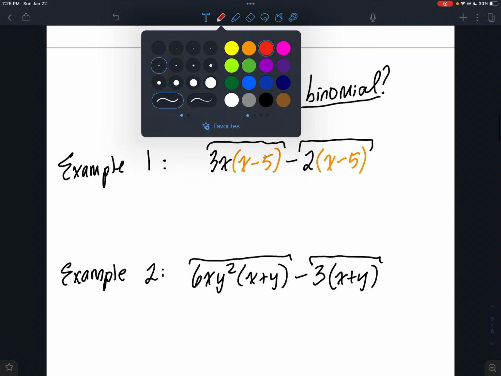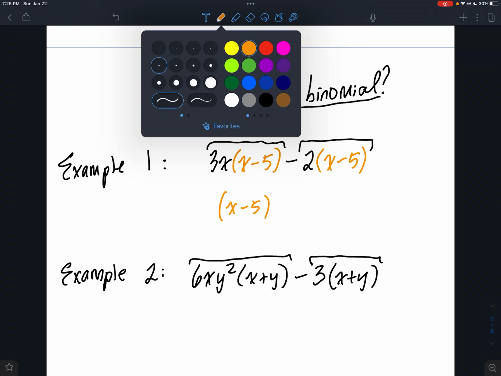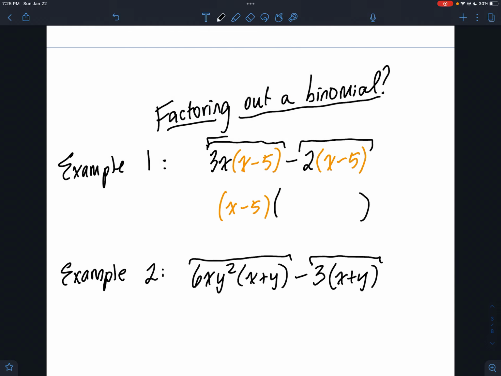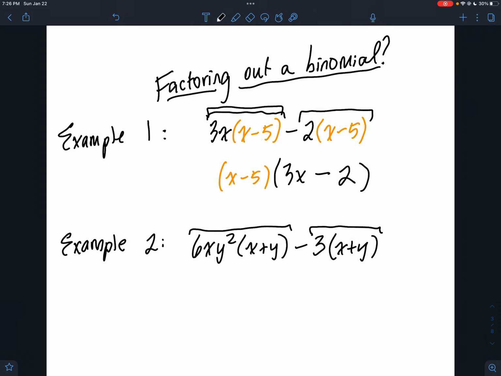So I want to emphasize that again. So this orange term here, it comes out. And for this first grouping here, you're left with the 3x. And over here, you're left with the 2. So it's really about taking that whole thing out because it's in common for both of them. And that can happen here too.